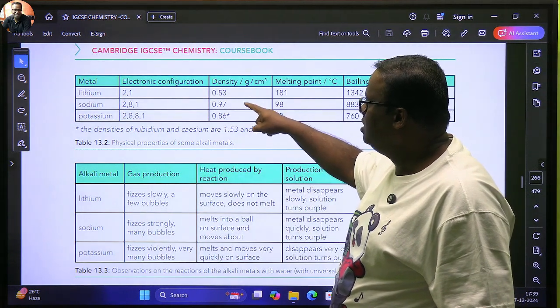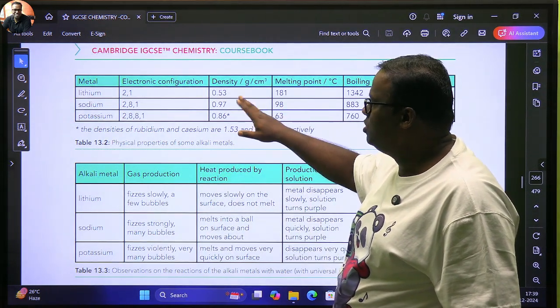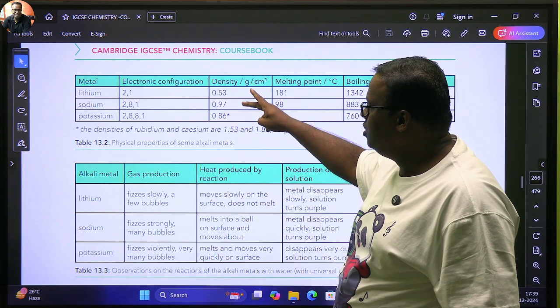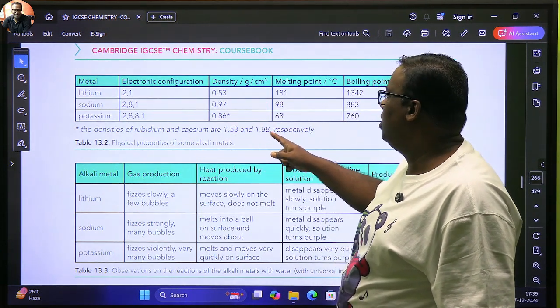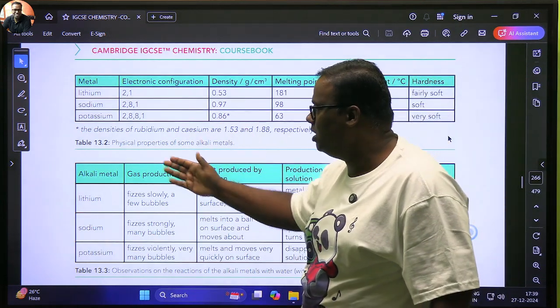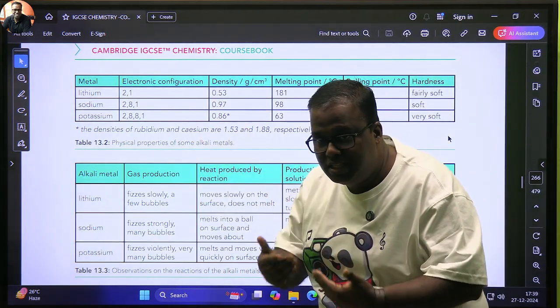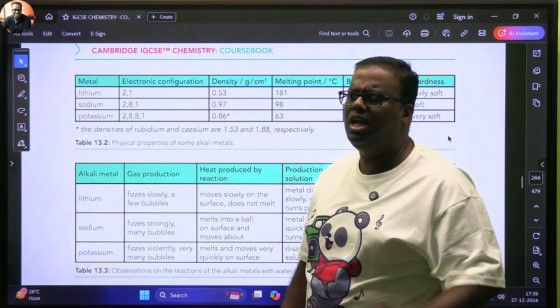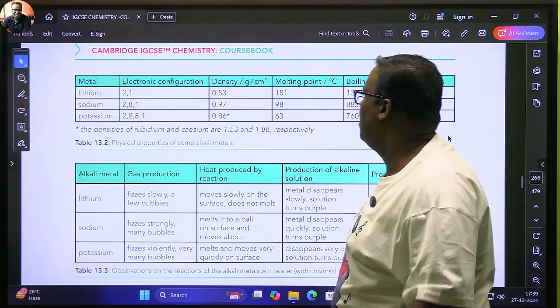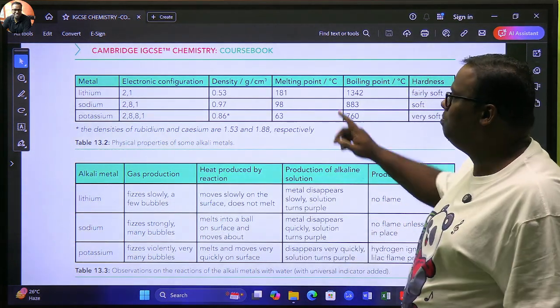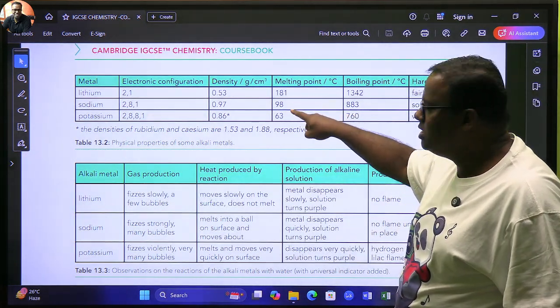Look at the tendency in the density. As you go down, after sodium, the density usually increases. The densities of rubidium and cesium are 1.53 and 1.88, which they have not mentioned, which means that the density increases as I am going down. Right? The atom is getting bigger as I am going down. But if you look at the melting point, the melting point is coming down.